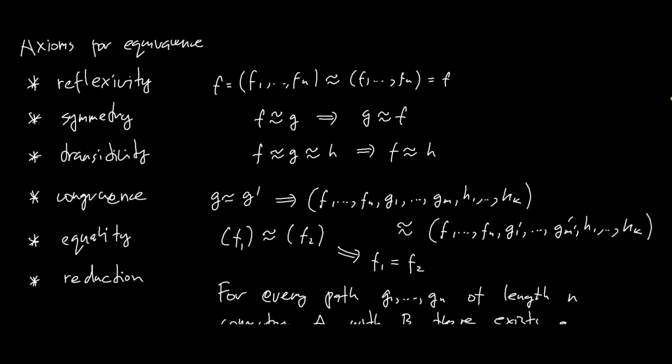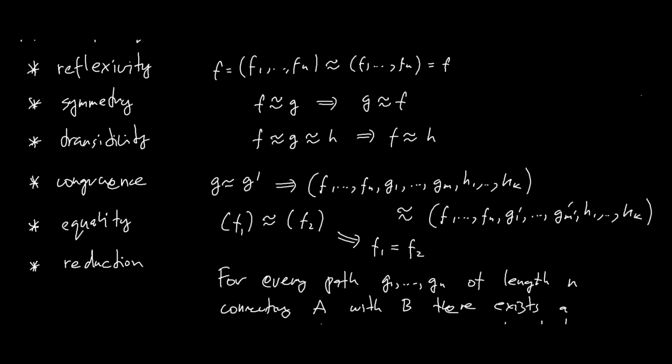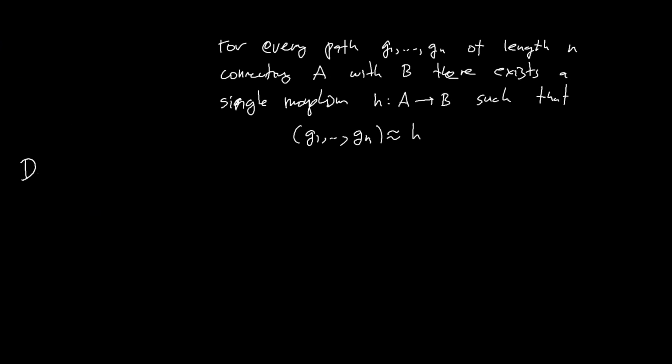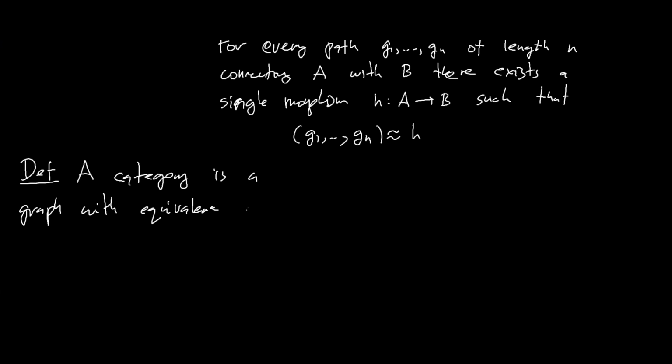For now, let's just say that these axioms together, if we put all of them together, they define what is called a category. So a category is a graph with equivalence such that all of these axioms hold.